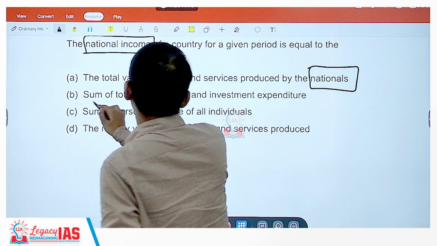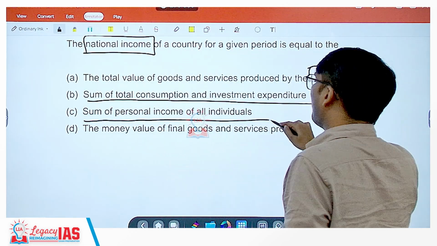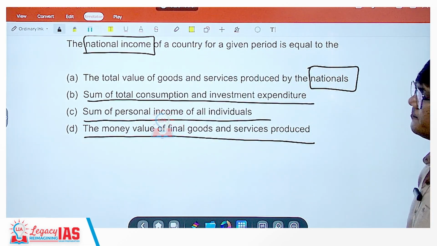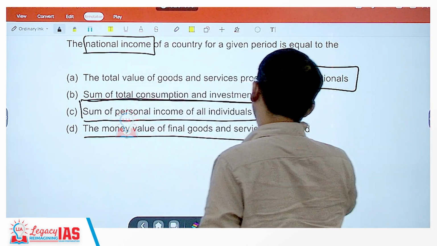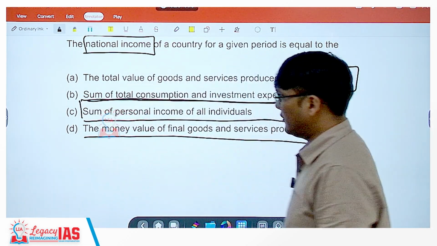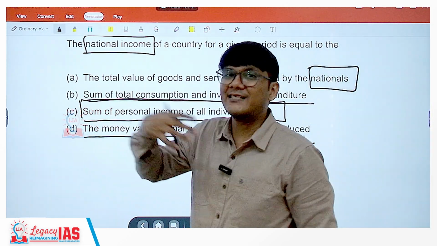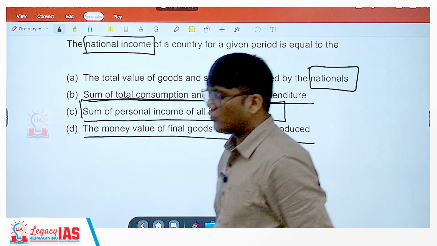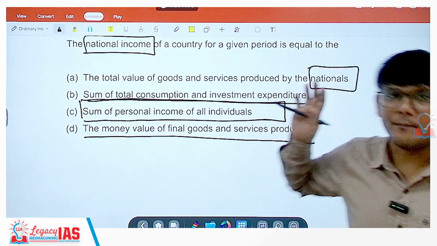Sum of the total consumption and investment expenditure. No. Sum of personal income of all individuals. The money value of final goods and services. So confusion could be here. Sum of personal income of all individuals would be personal income, not national income. From national income, you need to minus the taxes and all to get the personal income, right?